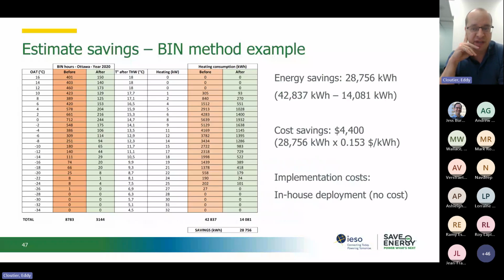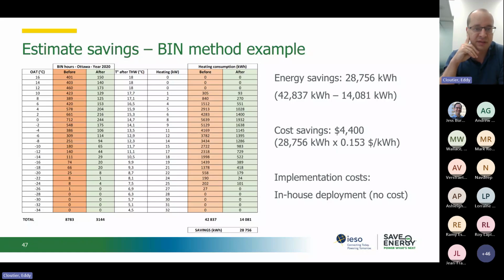We see here an example of that calculation in the Excel spreadsheet. In the left column, we have the outside temperature, which would be the middle of the temperature range. Then beside it, in the next two columns, we have the number of operating hours for each temperature range before and after the scheduled change.